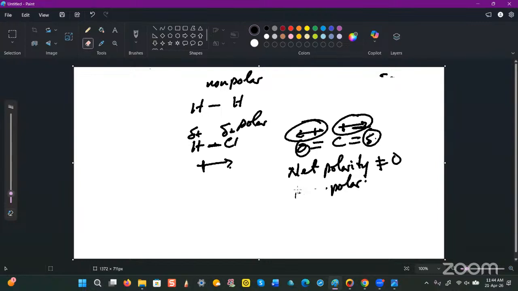All right? So basically, if you have different bonds in a molecule and they don't cancel out each other, even if it's symmetrical, then the net polarity of the molecule would be a non-zero value, and therefore the molecule would be considered to be polar. All right? Let me give another example before we answer the question here, because I think it's important that you get a good grasp of what we mean by the polarity of a molecule. So let me clear all of this here.